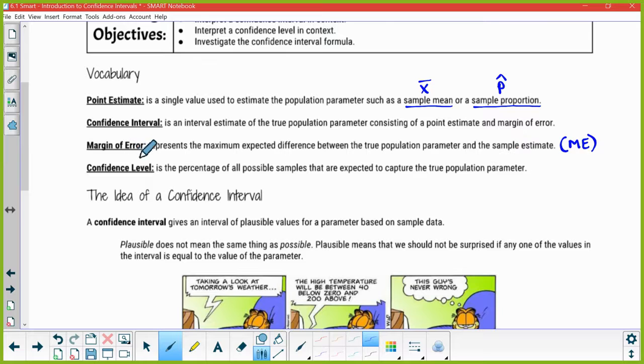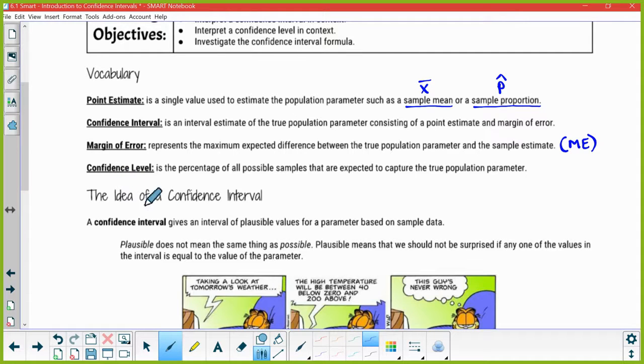So the margin of error represents the maximum expected difference between the true population parameter and the sample estimate. So basically, how far out do our intervals go? How far does it go to the left? How far does it go to the right? It's always going to be the same number on either side. Margin of error is one value. I typically note it as ME. That's how it's seen for the most part in most textbooks and on the AP exam.